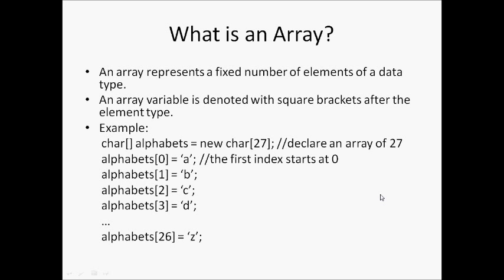What is an array? An array represents a fixed number of elements of a particular type. An array variable is denoted with square brackets after the element type. So char[] alphabets, that's the name of the array variable, equals new char[27]. This is a declaration of an array of 27 characters.